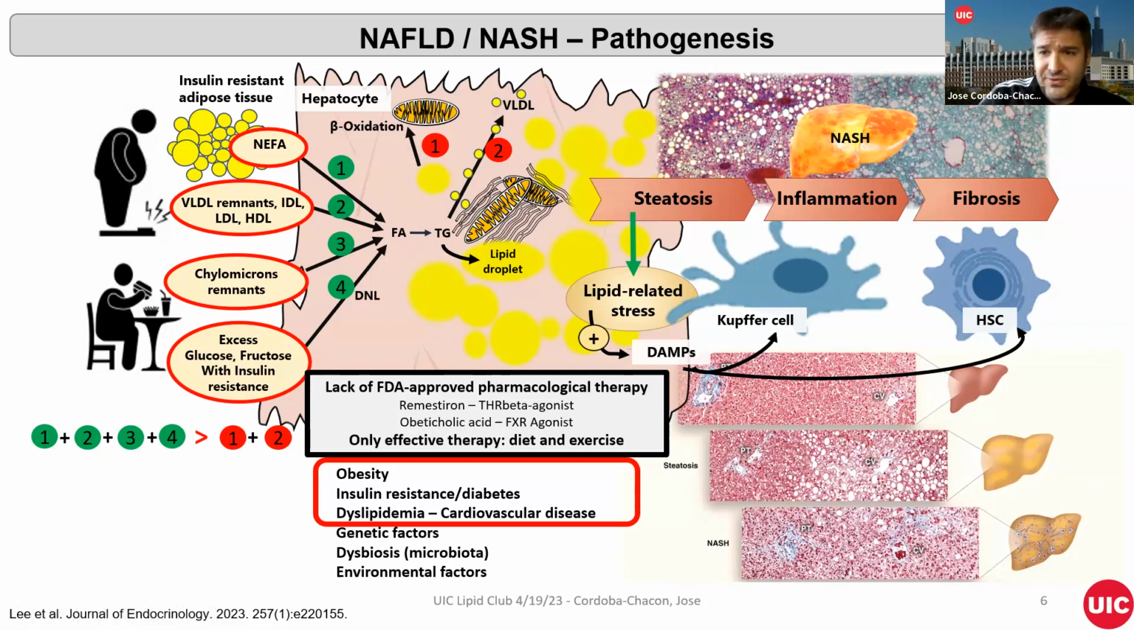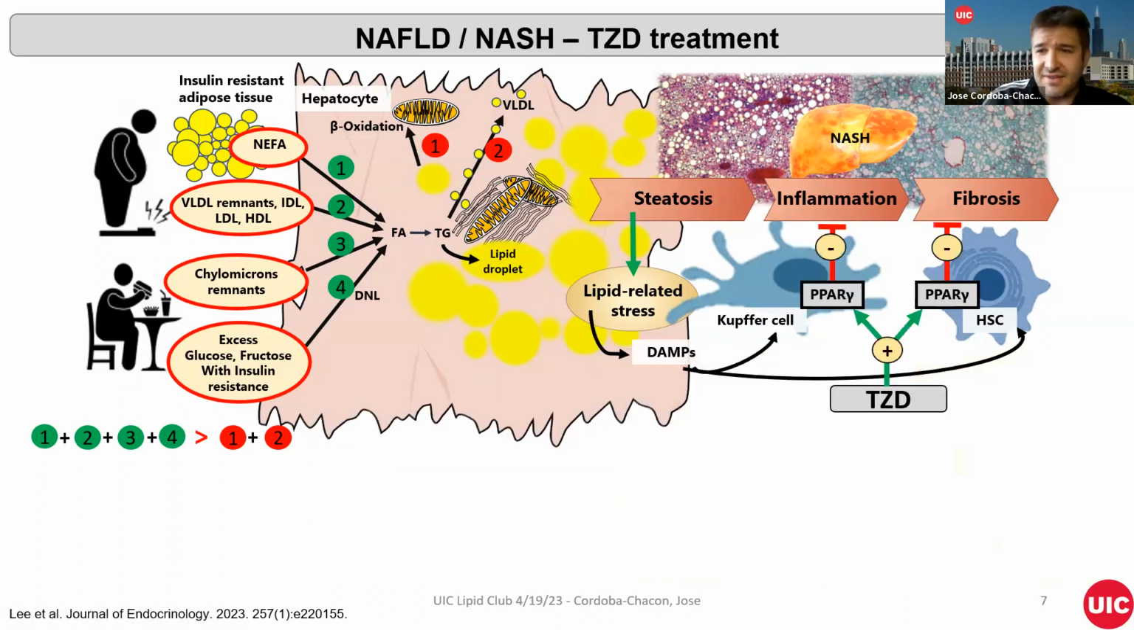However, I said before that these TZDs also have good actions. One of them, widely known, is that they are anti-inflammatory agents. So they could act by activating PPAR gamma in immune cells, reducing inflammation. Also, in vitro, it has been shown that they could reduce the activation of the hepatic stellate cells. So they should be antifibrotic agents.